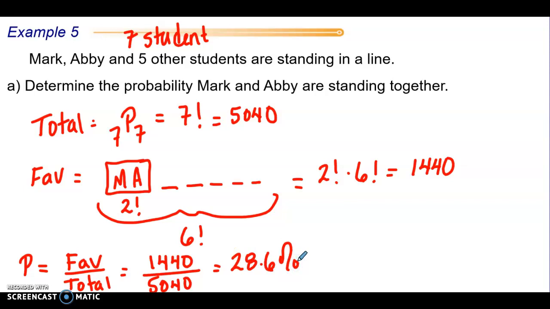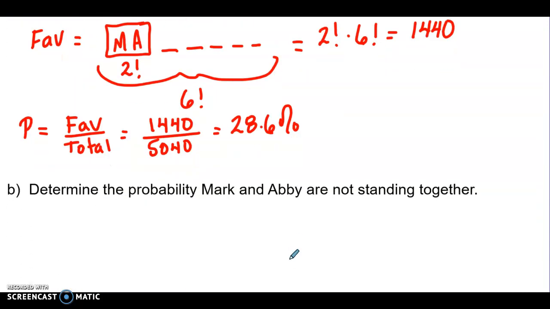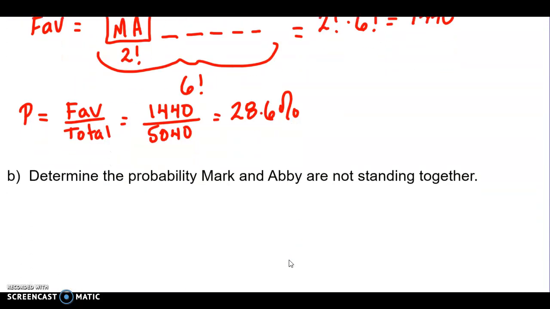To continue, there is a part B for this question. We have just found the probability that Mark and Abby are standing together. Part B asks, determine the probability Mark and Abby are not standing together.